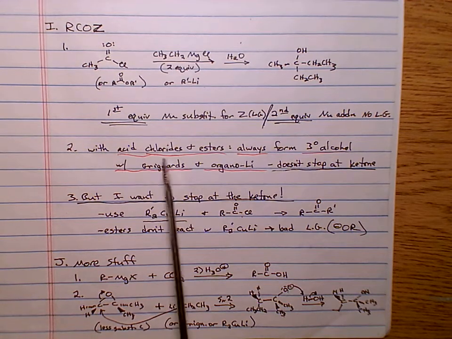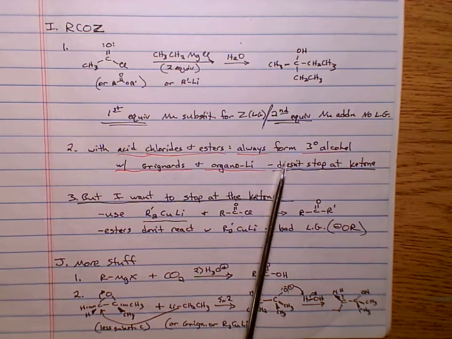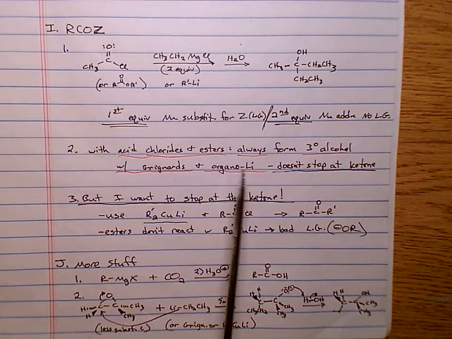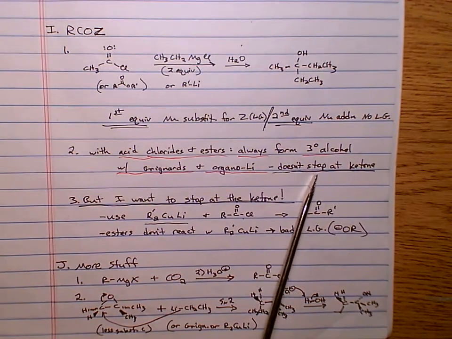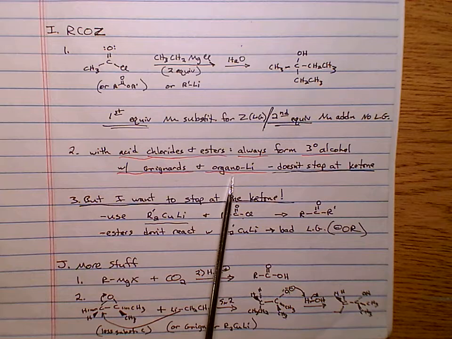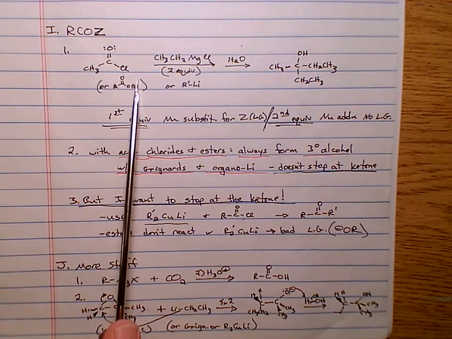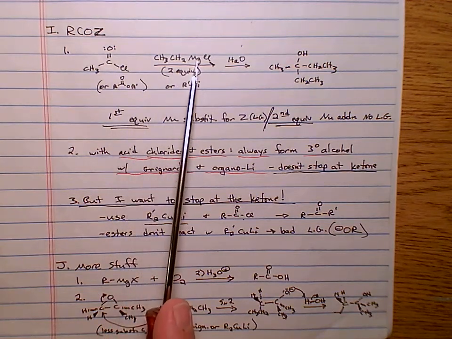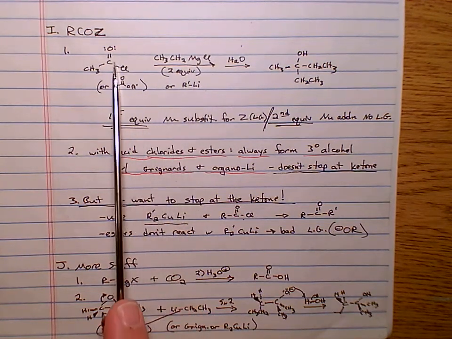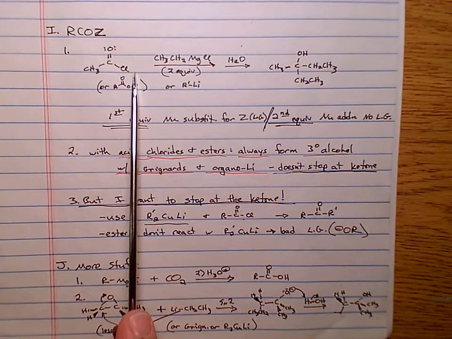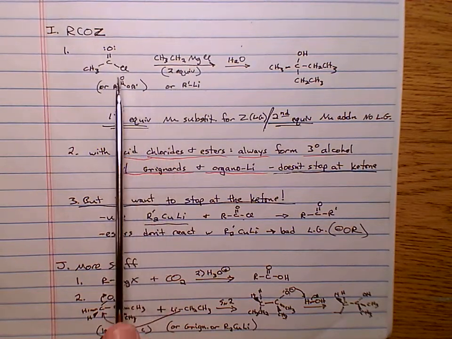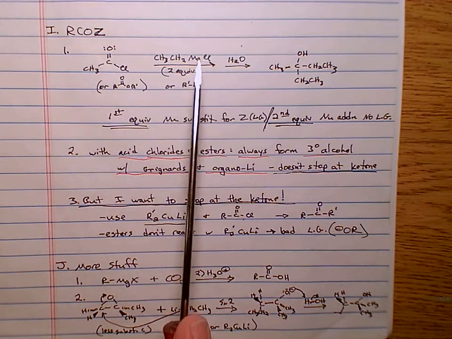And that's the deal. With acid chlorides and esters, we always form a tertiary alcohol when you use Grignards and organometallic reagents. It does not stop at the ketone, because Grignards and organolithiums are just too powerful. When you have the leaving group here with ester or an acid chloride, the first Grignard or alkyl lithium reagent does a nucleophilic acyl substitution to turn it into a ketone, but then we know that Grignards and alkyl lithiums will attack ketones just fine, and so you have to put in that second equivalent. Nope, you can't just stop.